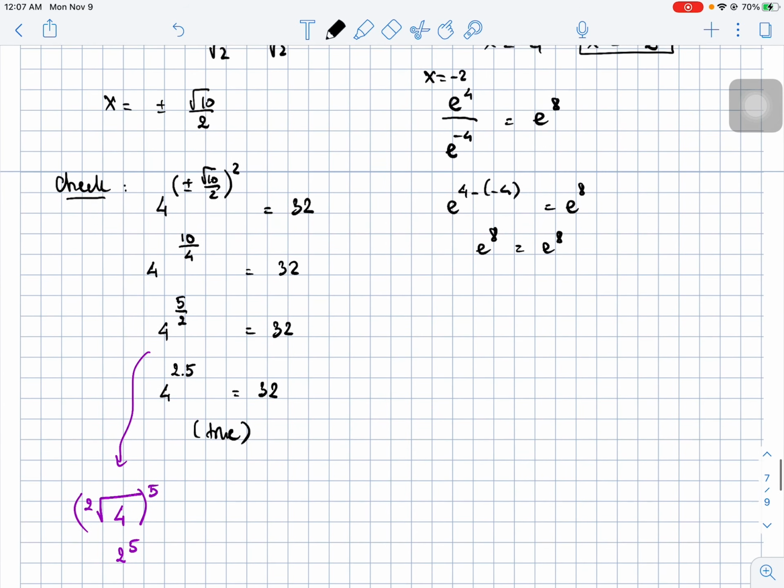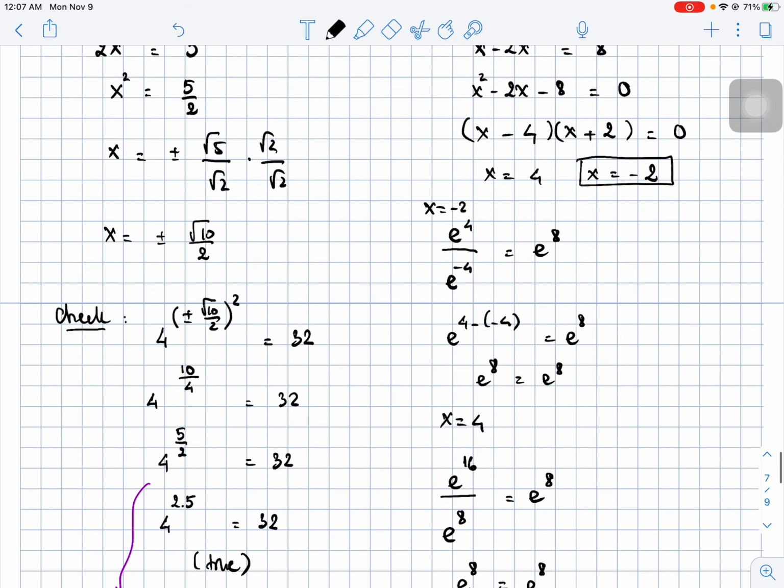Now we check x equals 4. We have e to the 4 squared, which is 16, and in the bottom we have 2 times x, so 2 times 4 is 8. And then we subtract, and we get e to the 8 equals e to the 8. So x equals 4 is also the answer.